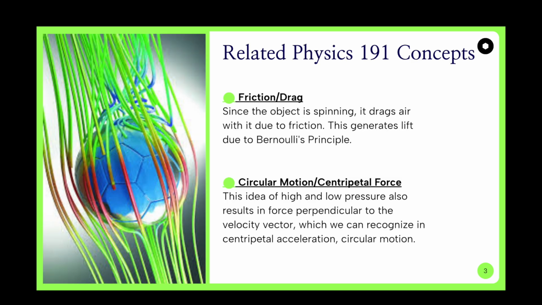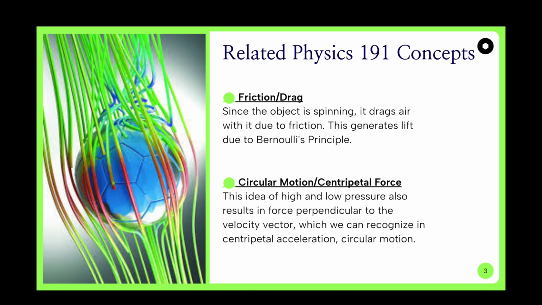There are a number of Physics 191 concepts that we can see to help explain the Magnus effect. Firstly, a combination of friction and drag explain that when the object is spinning, it drags air around it due to the friction. This generates a lift due to Bernoulli's principle, which is the force perpendicular to the motion that causes the object to curve.